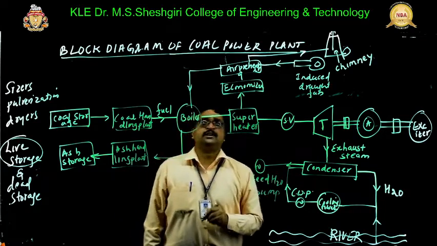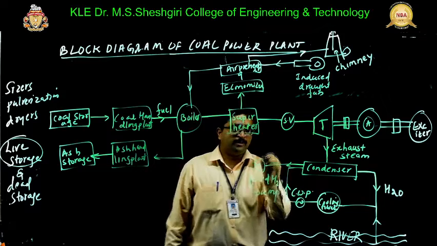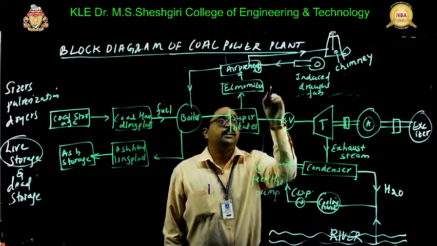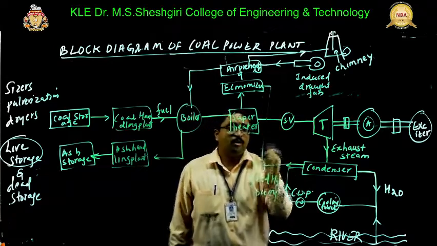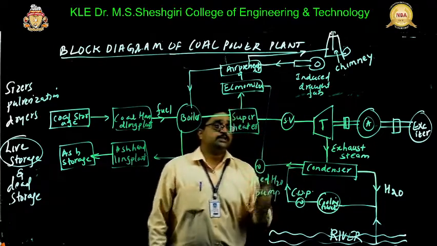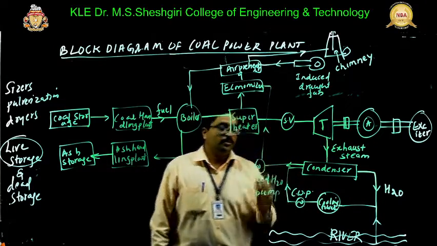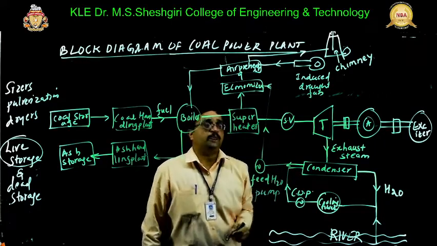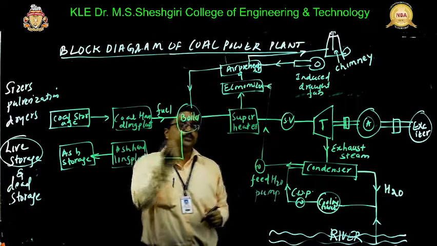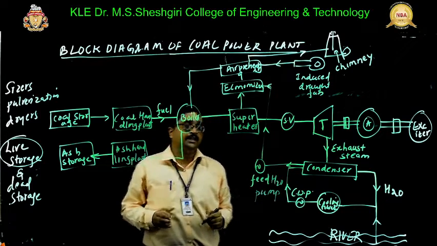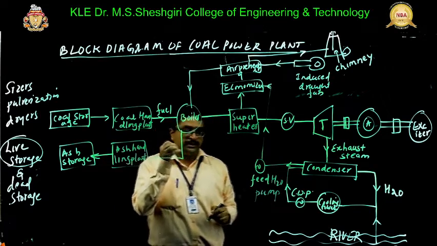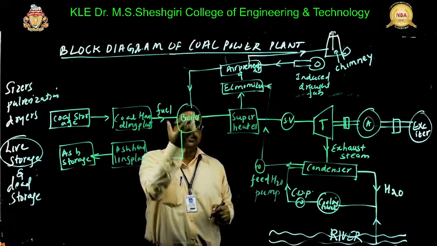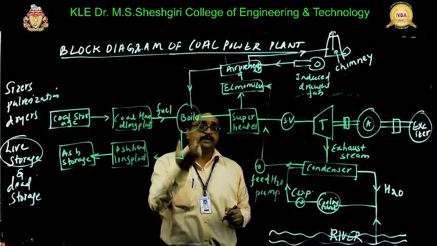The water coming from the feed water pump is passed to the economizer. Why? Because I am passing it to the economizer to improve the thermal efficiency of the thermal power plant. During the combustion process, what will happen?